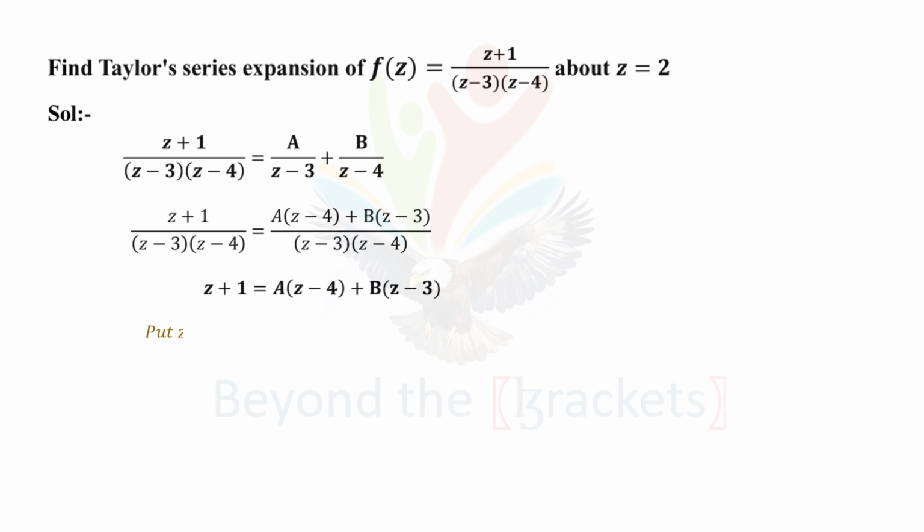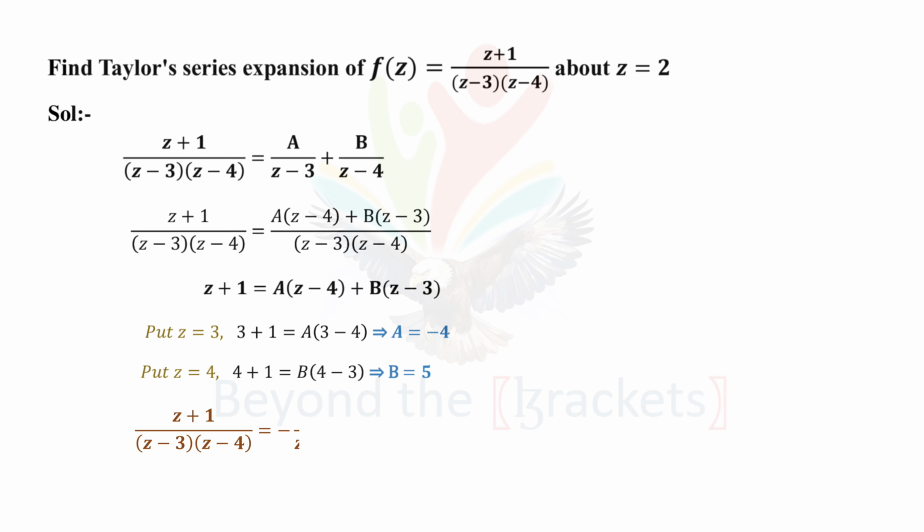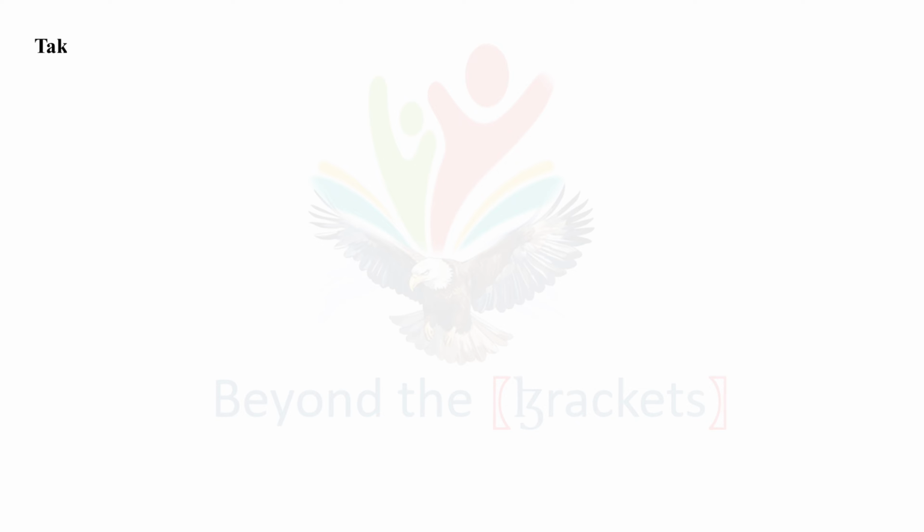Putting z equal to 3 cancels b, so we get 3 plus 1 equal to a into 3 minus 4. So the value of a will be minus 4. Putting z equal to 4 cancels a, so we get 4 plus 1 equal to b into 4 minus 3. So b will be equal to 5. So now the value of f of z obtained is minus 4 by z minus 3 plus 5 by z minus 4. Since the expansion is about z equal to 2, take a equal to 2.